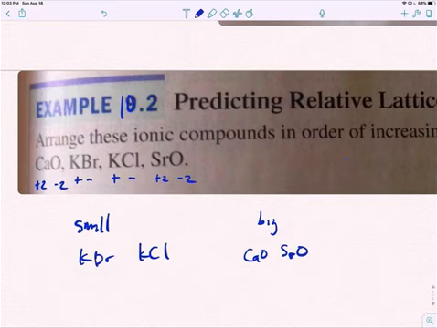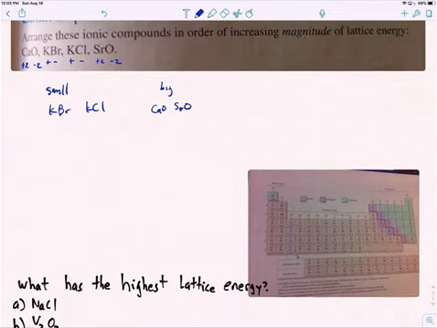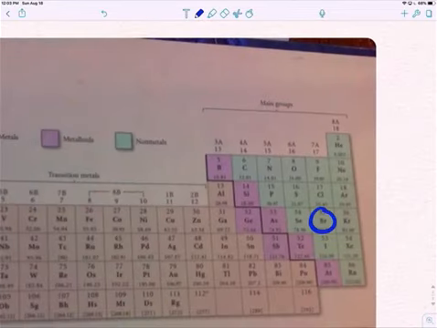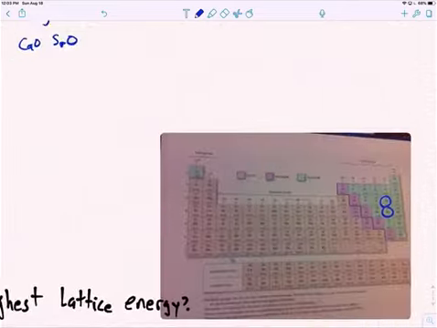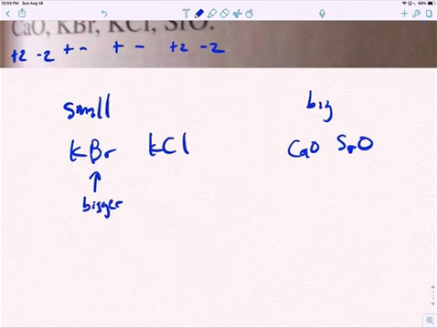Now we're going to see the difference between KBr and KCl. So potassium is the same. Bromine, though, so you look at the periodic table. Bromine is here, chlorine is here. Bromine is bigger. So this one here is a bigger ion. And likewise, calcium and strontium. Strontium is lower, so it's going to be bigger.